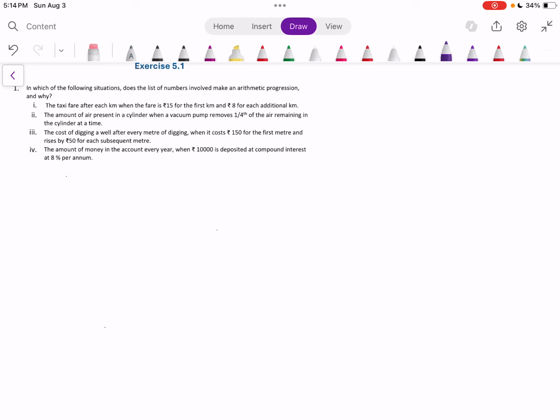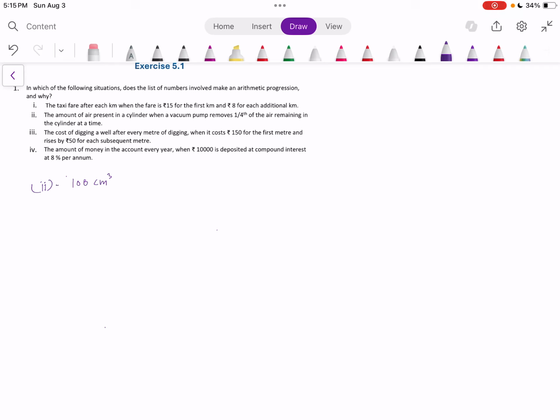Okay, next question. The amount of air present in a cylinder when a vacuum pump removes 1/4 of the air remaining in the cylinder at a time. Let's say we start with 100 centimeter cube of air in it. Okay, that's what we start with.